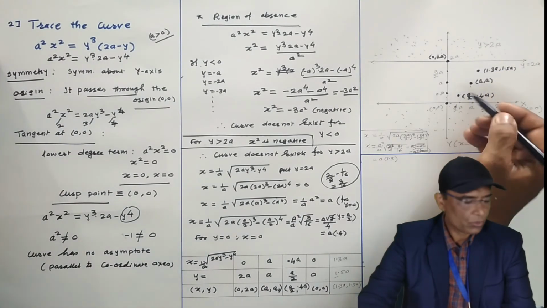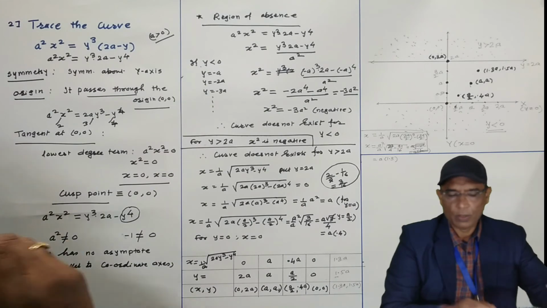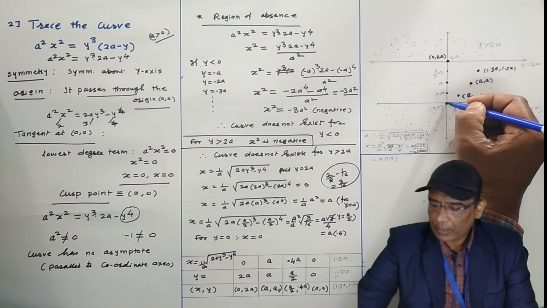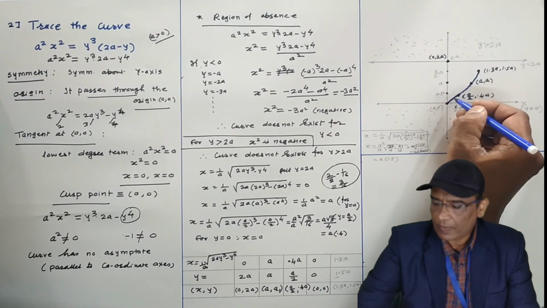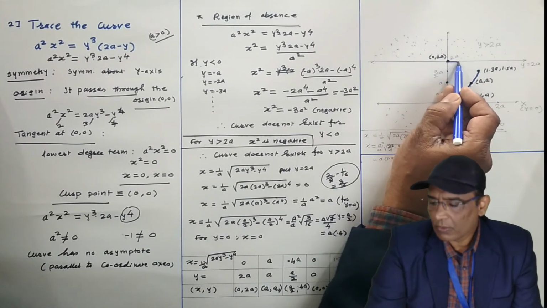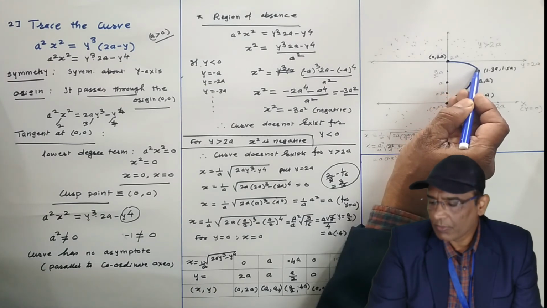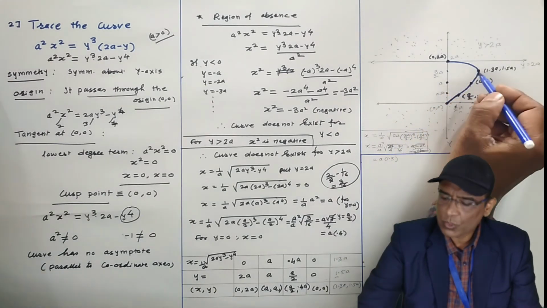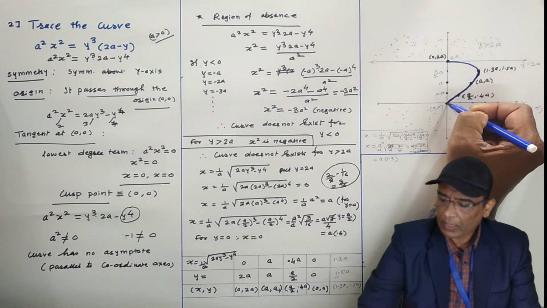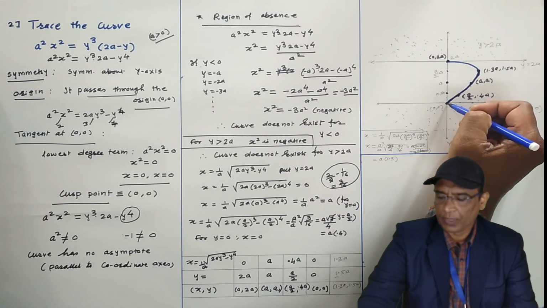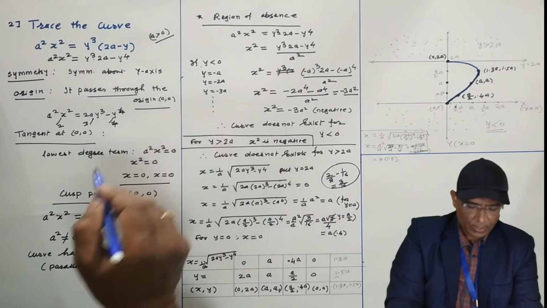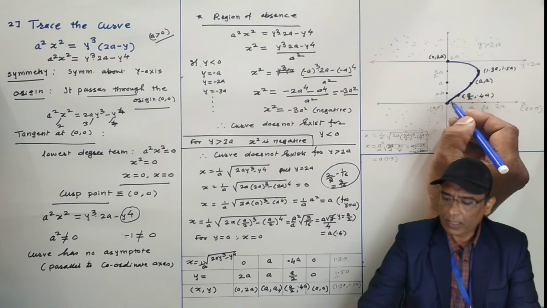All those points you have to join smoothly by maintaining the curvature. This is very important, you have to maintain the curvature. This nature you have to maintain so as to get the curve. The smoothness should be there, there should not be any discontinuity. And this point is a cusp point. Cusp point means at this point, at 0, 0, there are two tangents.